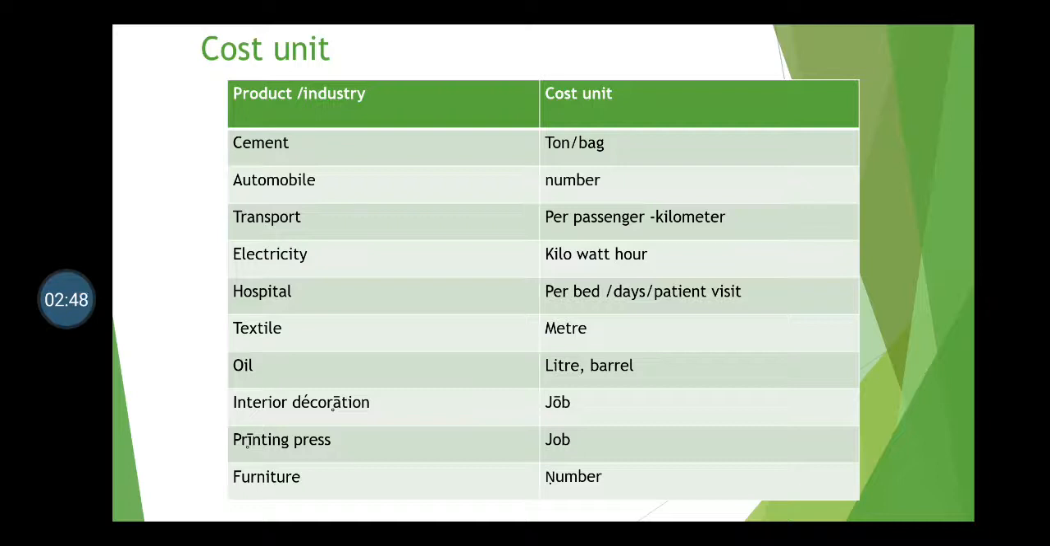Now interior decoration, it is measured per job. So each job is different from the other. In case of printing press, it is measured per job. Now when it comes to furniture, it is not per job, it is number. So number of tables which you purchase or number of chairs which is being manufactured. So per number it is being measured.